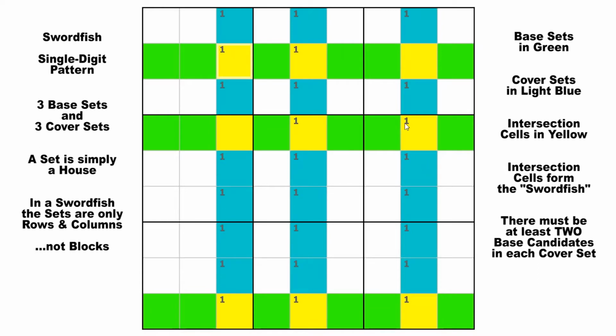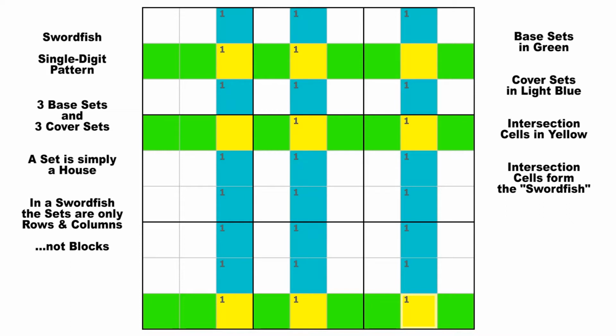And then if this candidate 1 was not here and left only this one candidate 1 in row 9, column 8, as the only base candidate in column 8, then that would leave a naked single here in row 4, and then you would have a naked single in row 2 and a naked single in row 9. So you must have at least two base candidates in the cover sets as well, okay? Now let's go back.